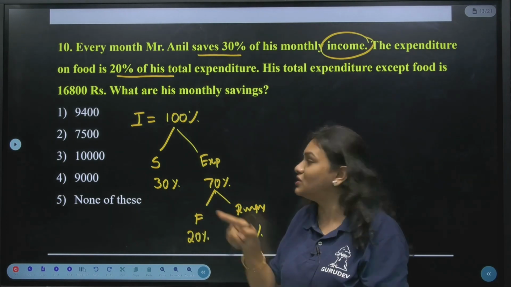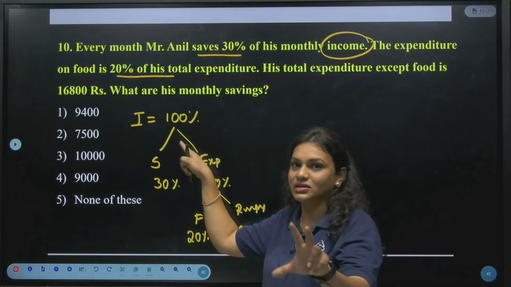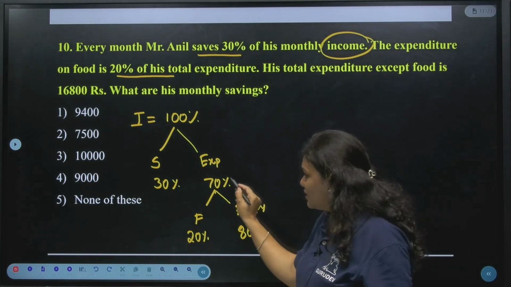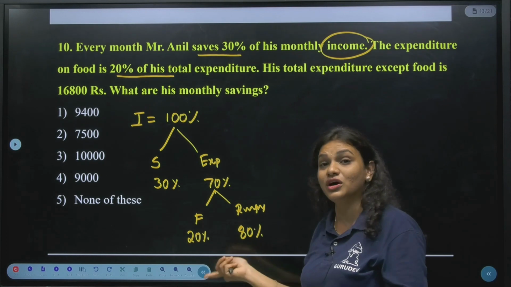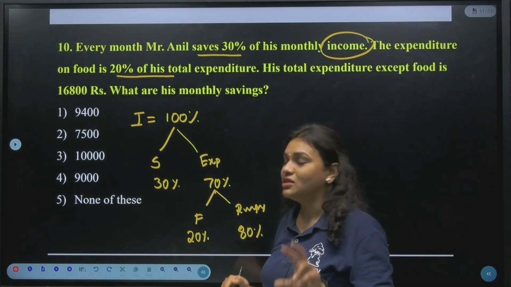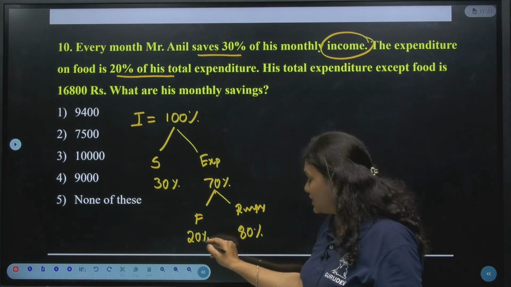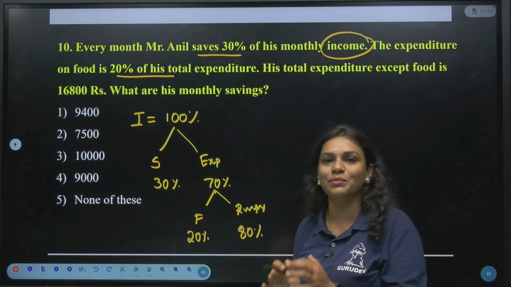If I add also, I will be getting 100. Is it clear? Yes. Next, try to understand this. If I am expanding 70%, so whatever if I expand also, I should get 70%, right? Now think here. So what happens here? It is 20 plus 80, in the sense I am getting 100.